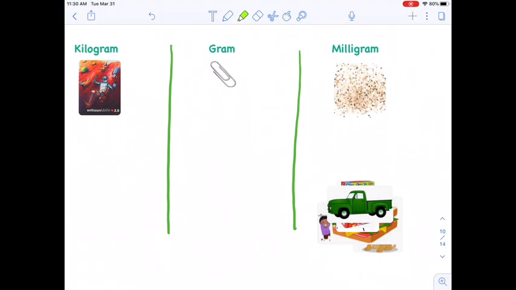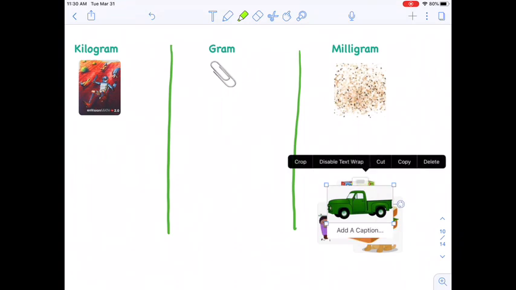Now let's think about how we might sort these other things out. So we're going to remember, we're thinking about how the size relates to one of these objects, and then figure out from there, where should I categorize it?